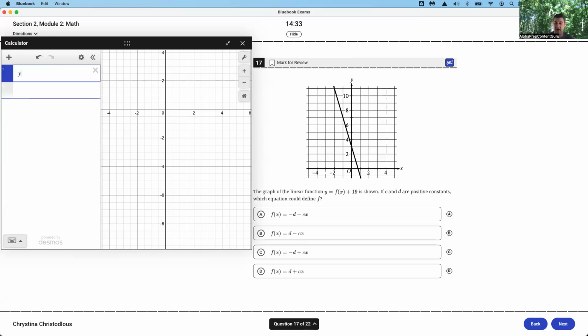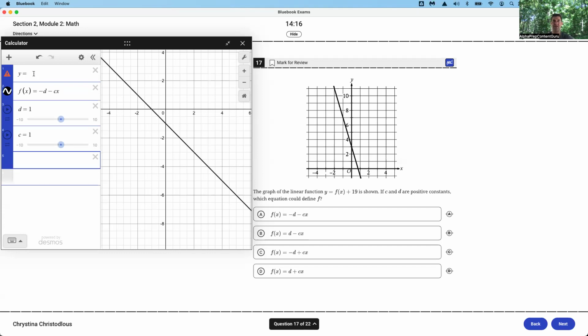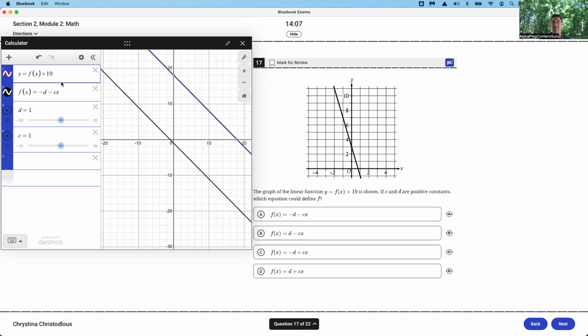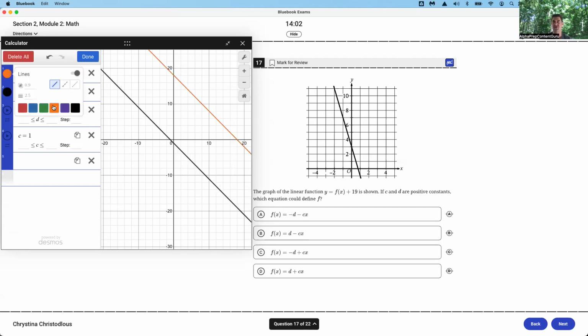So let's see. I'm going to go y equals. Oh, interesting. Check this out. I have f of x plus 19, and that is this graph. First thing I'm going to do is take one of the answer choices. I'm going to say f of x equals negative d minus cx. And the reason I'm doing that is because now I'm going to go y equals f of x plus 19. And the reason I care to do that is because if I zoom out, the purple graph, or I'll make it a different color just so it jumps more, the orange graph is the answer we're looking for.